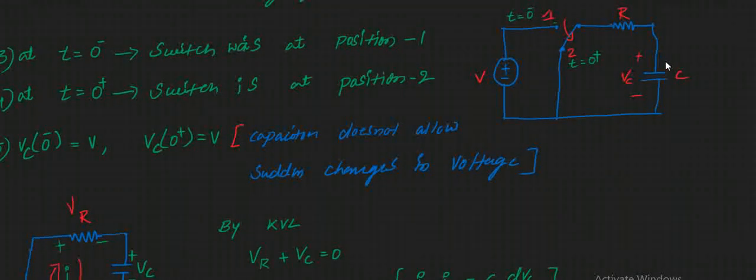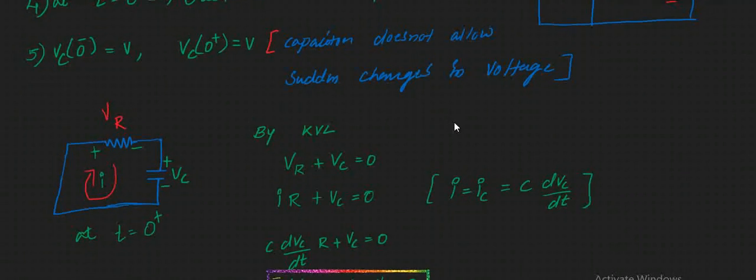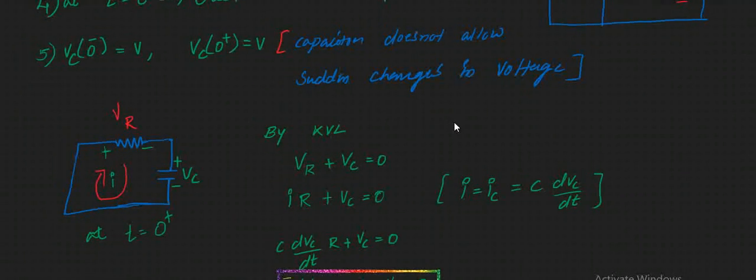By moving the position of the switch from 1 to 2, we are going to get this circuit, this closed loop. This is open. So we are going to analyze this closed loop. At t equal to 0 plus, this is the circuit, and here you have a closed loop. The voltage of the capacitor acts as a voltage source and supplies some current throughout the circuit. So the voltage drop across the resistor is VR.